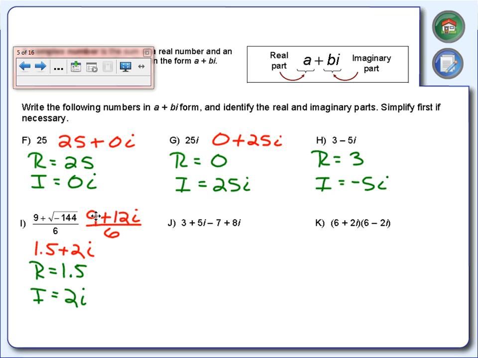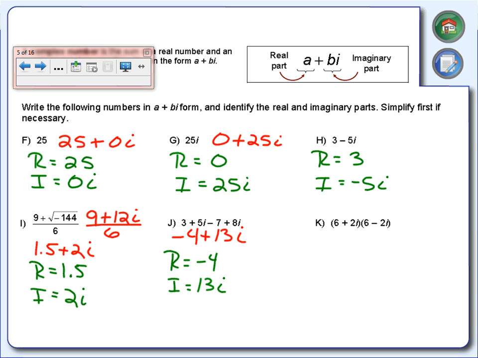J, we got 3 plus 5i minus 7 plus 8i. Got to simplify it first. We're going to combine all the real parts, then all the imaginary parts. So if I put all the real parts together, the 3 minus the 7. 3 minus 7 would be a negative 4. Then put your imaginary parts together. 5i plus 8i would give you 13i. That right there is our complex number. That's in the form a plus bi. Now go ahead and identify the real and the imaginary. So what's the real part? Negative 4, and the imaginary part is the 13i.